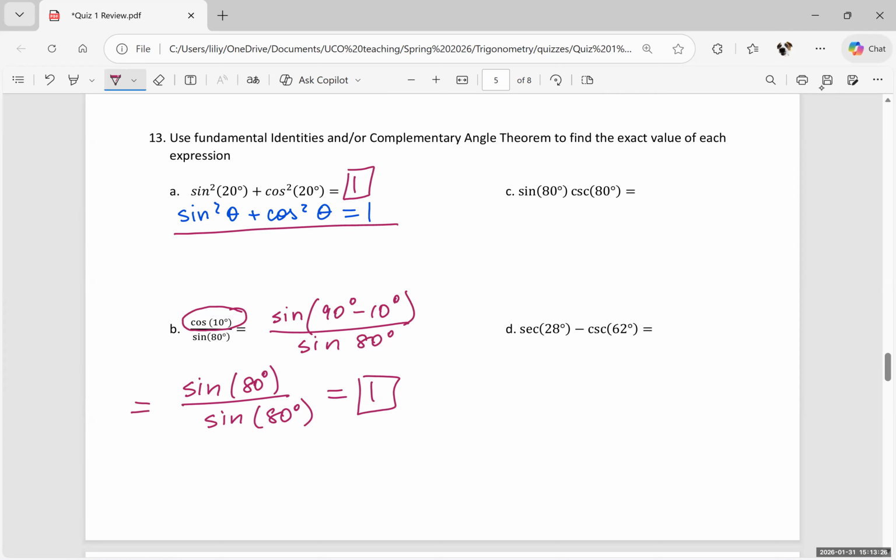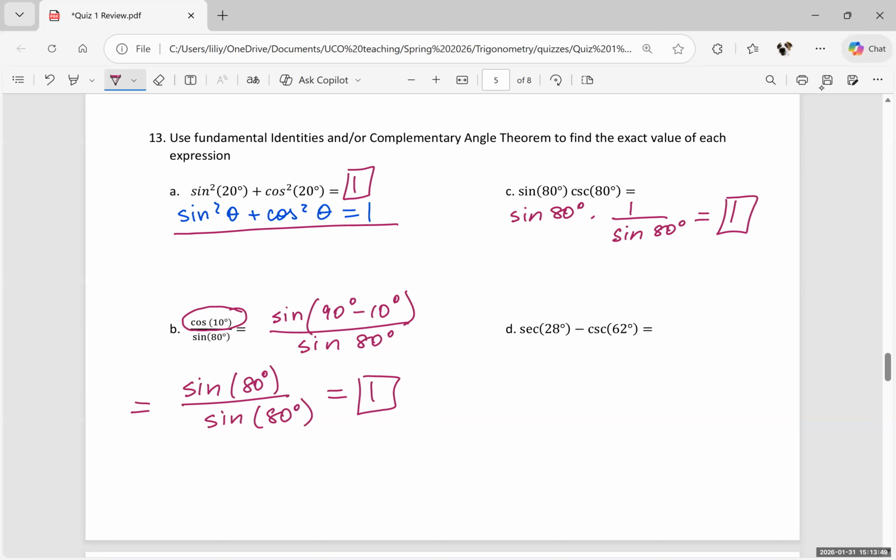Part C, we have sine of 80 and cosecant of 80. Let's go ahead and change it all into sines. Sine of 80 degrees times 1 over sine of 80 degrees. Once again, sine on the top, sine on the bottom is just going to cancel out, and it is just 1.